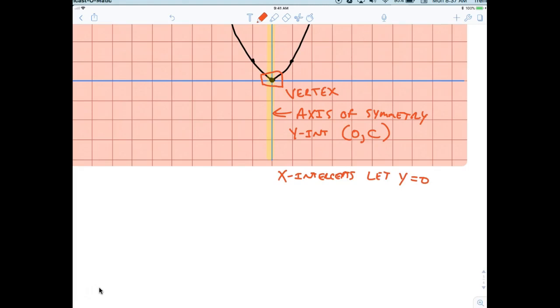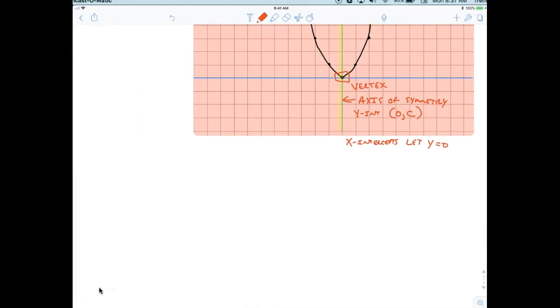Now, one more note I need for you to do. This is the important part now. Here is where you have to memorize a few things. I want everybody to write down the axis of symmetry. To find the axis of symmetry, it's always x equals negative b over 2a.